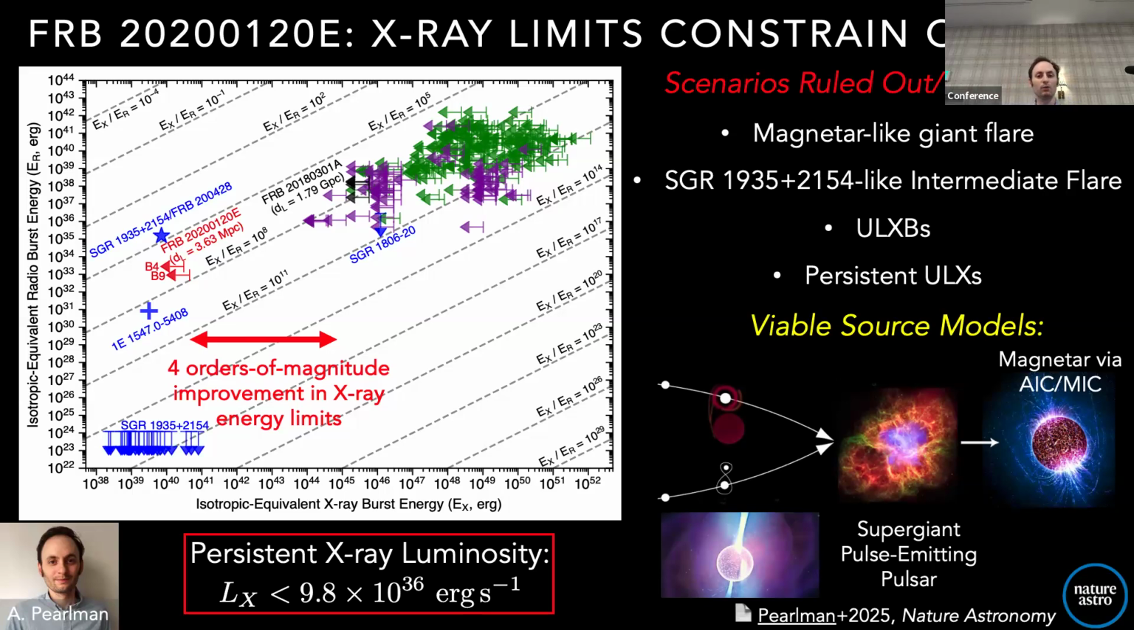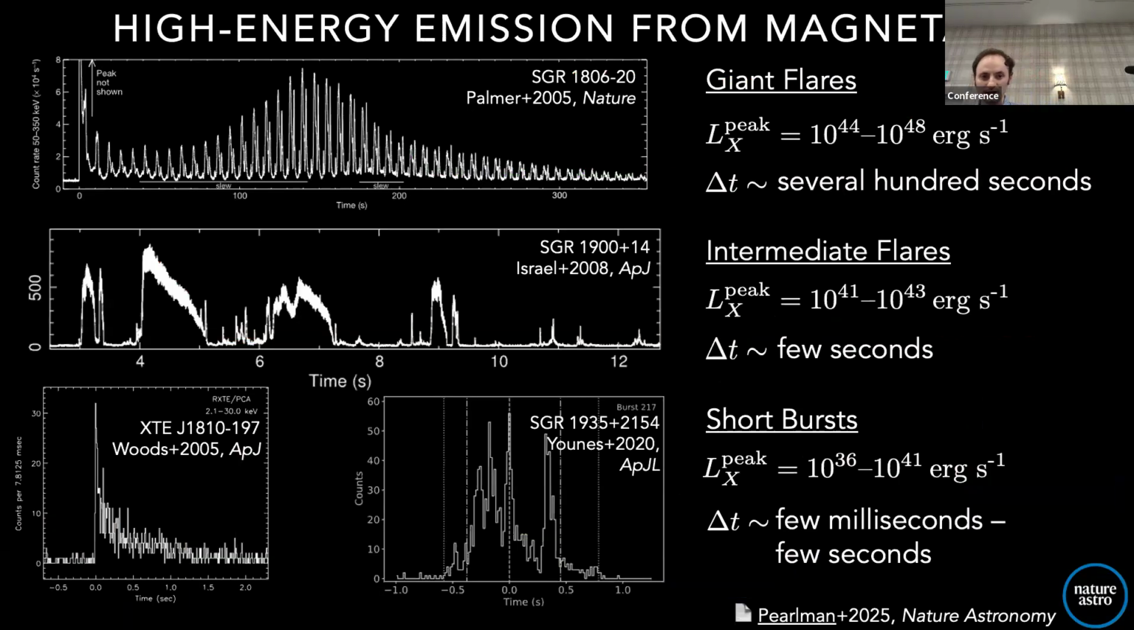And from this study, we were able to rule out a number of scenarios for the first time, like some types of SGR 1935-like intermediate flares, ultra luminous X-ray bursts. This is a class of transient phenomenon that has been observed from objects spatially coincident in globular clusters, persistent ULXs. It's really pointing to possibly a magnetar in a globular cluster formed via accretion-induced collapse or merger-induced collapse, or perhaps some type of supergiant emitting pulsar. So how did we go about making that conclusion?